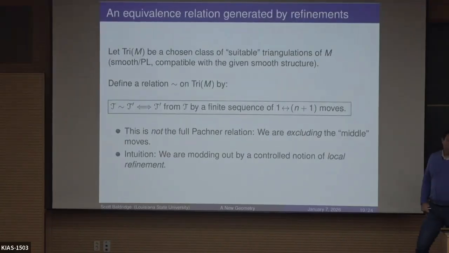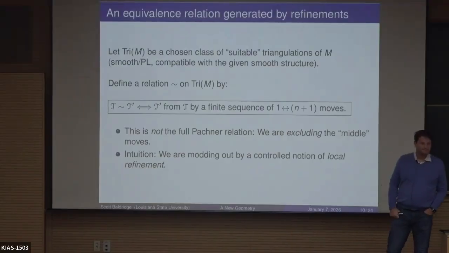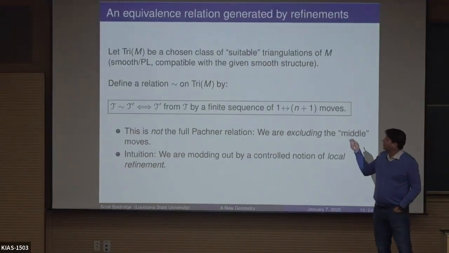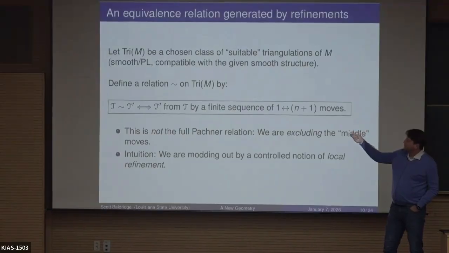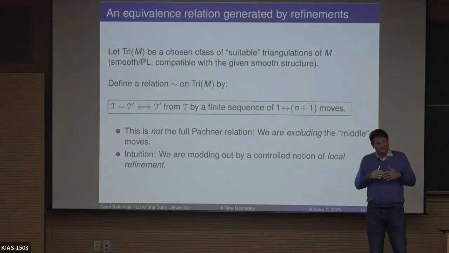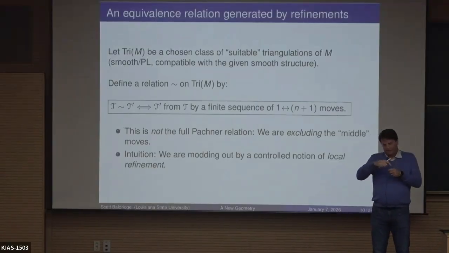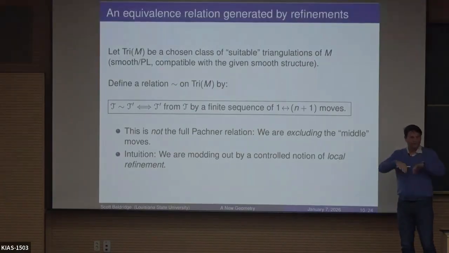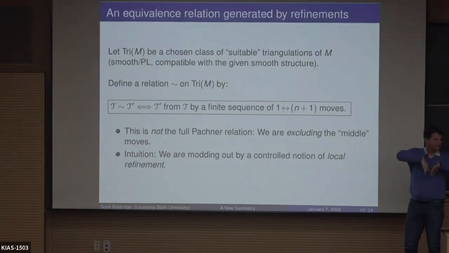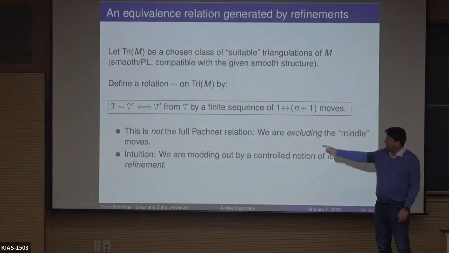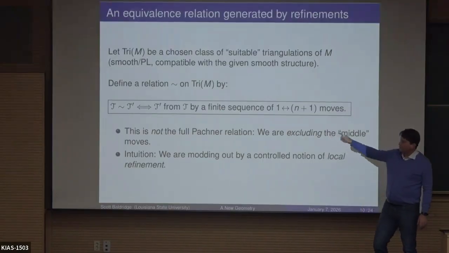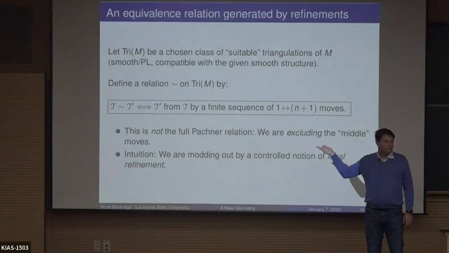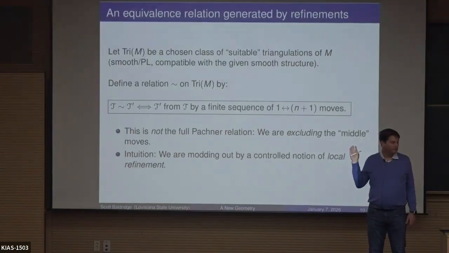So my observation is to make an equivalence class on that. If you do that, take try M to be the class of suitable triangulations of M. Suitable meaning, you know, the link of any vertex is a nice sphere, and there are no weird identifications on your triangulation, but generally nice. And you say one triangulation is equivalent to another triangulation if you can get from one to the other by just n plus 1 Pachner moves.